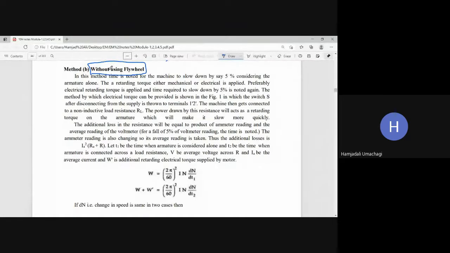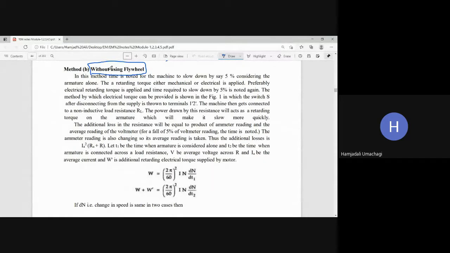The without-flywheel method means the electrical braking method. Electrical braking method means that after disconnecting the power supply, the speed of the machine or motor will start to slow down, yes or no? Take for example your ceiling fan. If power is disconnected to the ceiling fan, will it keep running? No, sir. It will start to slow down. While it slows down, whatever kinetic energy it has will be used to overcome the mechanical losses, that is, stray losses like iron, friction, and windage losses.